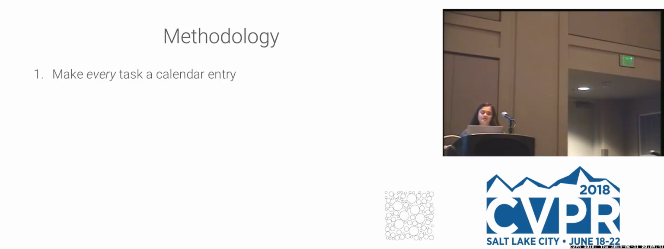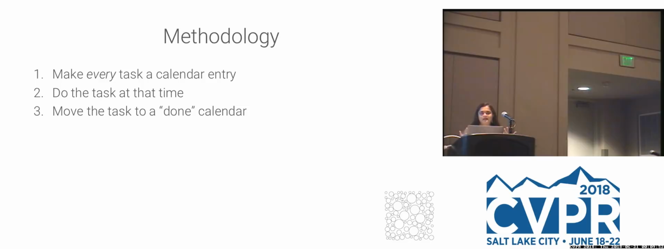The goal is to do the task at that time. Once you do the task, you move it to another calendar that I like to call done. You can call it whatever you want, so you know exactly what you've gotten done and what's left. And the goal is, at the end of the day, you go to bed with an empty to-do calendar, and everything that was on your to-do calendar is on your done calendar.